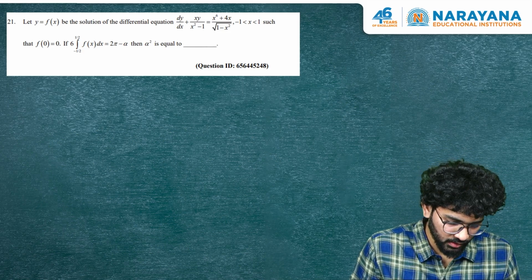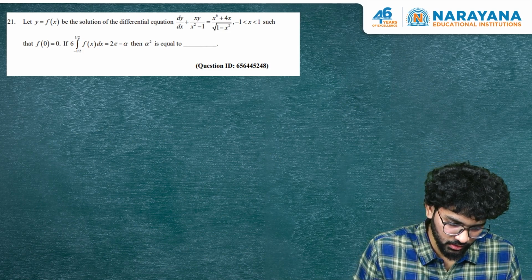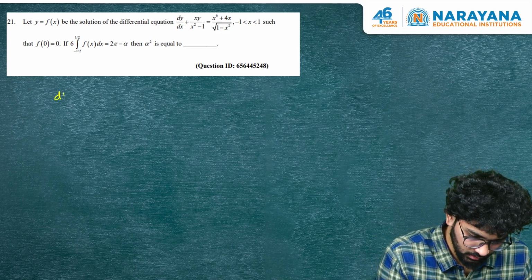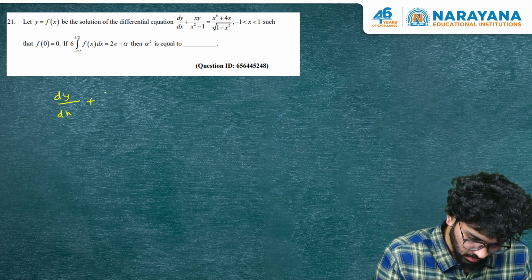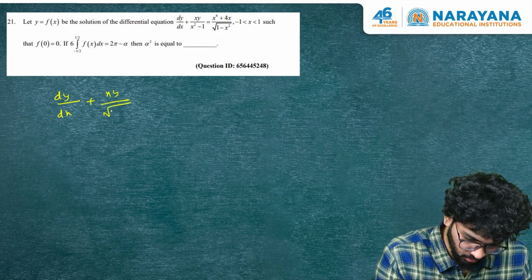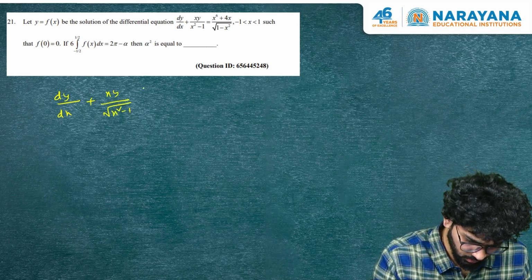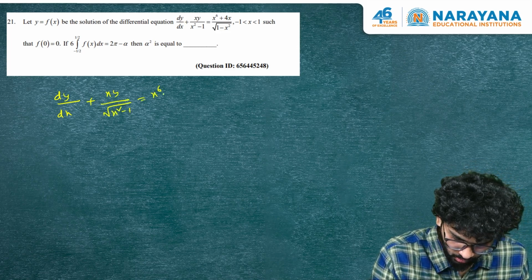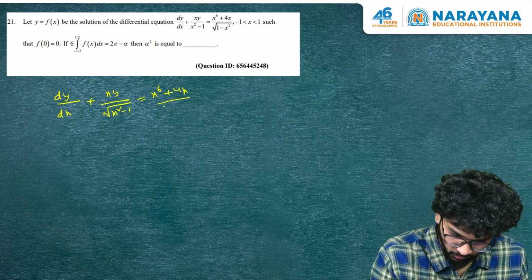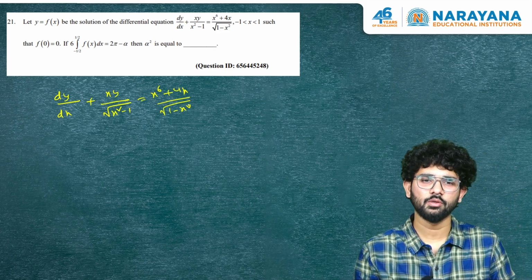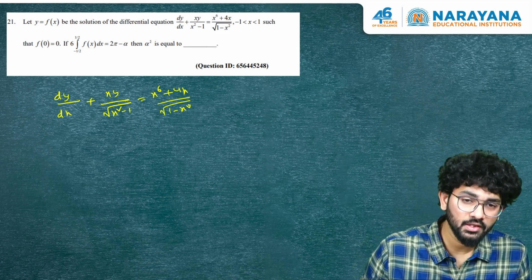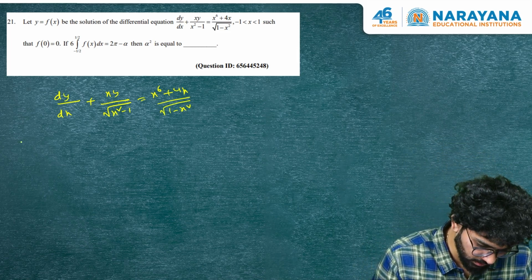Let y equal to f of x be the solution of the differential equation dy by dx plus xy by square root of (x square minus 1) is equal to (x power 6 plus 4x) by square root of (1 minus x square), where x is lying between minus 1 and 1. So this is a linear differential equation. First you need to find the integrating factor.